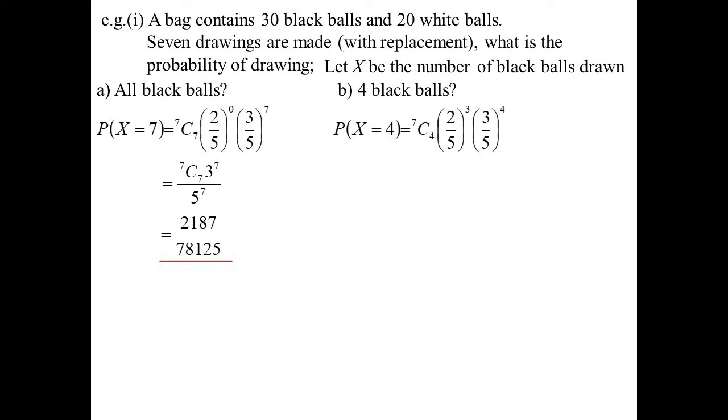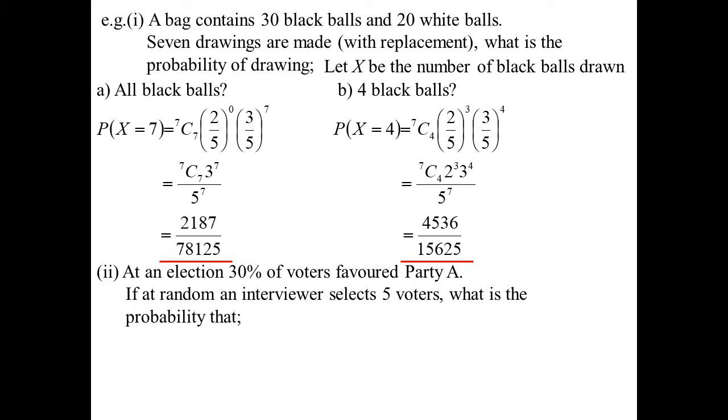What if we're interested in 4 black balls being pulled out? Probability that X equals 4: 7C4, probability of success 3/5 to the power of 4, probability of not being successful 2/5 to the power of 3. Our exact value is 7C4, 2 cubed, 3 to the power of 4 over 5 to the power of 7. And that works out to be 4,536 over 15,625.